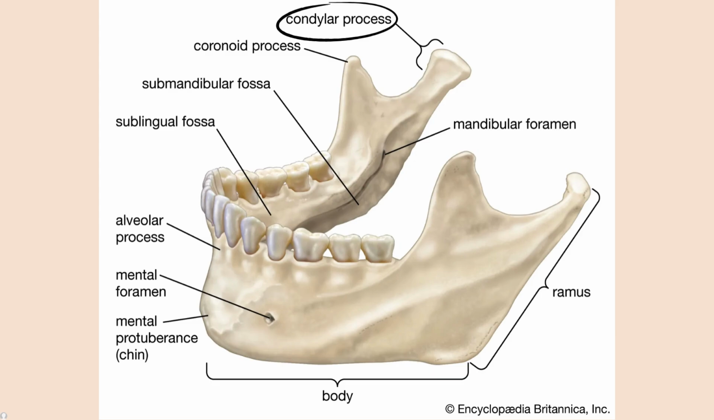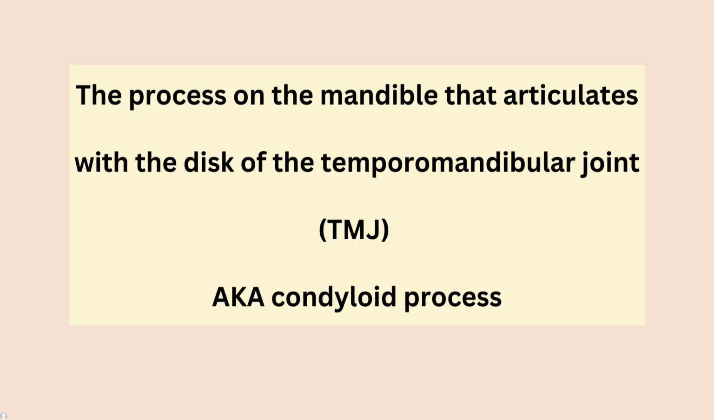Now we will start speaking about each one in detail, starting with the condylar process. Now, what is the condylar process? The condylar process is the process on the mandible that articulates with the disc of the temporomandibular joint. It is also referred to as the condyloid process. So we can name it condylar process or condyloid process. Any name is acceptable. What is very important is that it is the one that articulates with the temporomandibular joint.